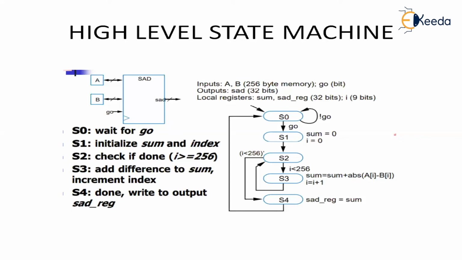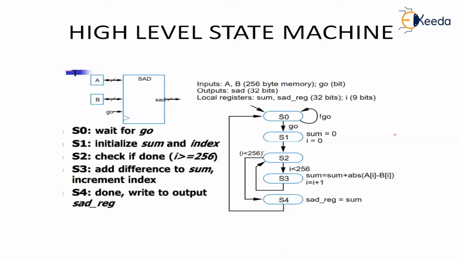So if my I is greater than or equal to 256, I will move out. If not, if my I is less, suppose I is equal to 0, I will move on into the next state, which is S3. So until my I becomes greater than 256, I will be moving into S3. In S3 state, I will be finding the sum, and that sum is nothing but we are going to add the difference to the sum and we are going to increment our I.